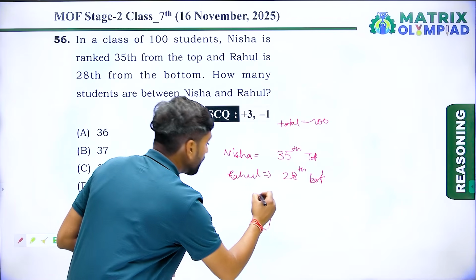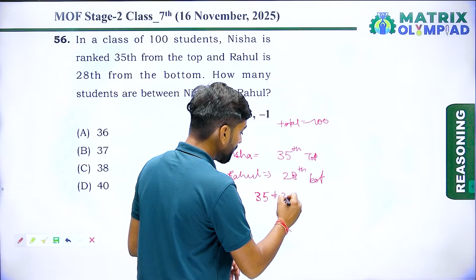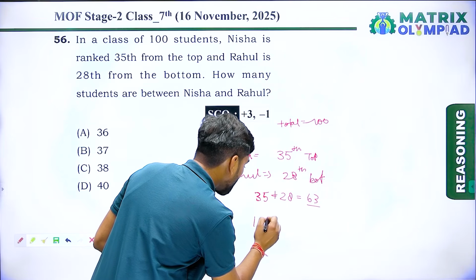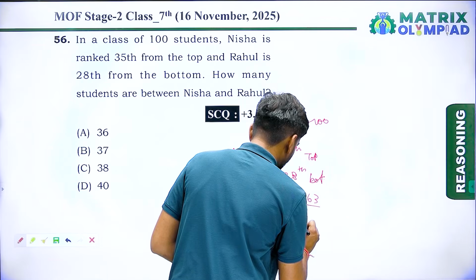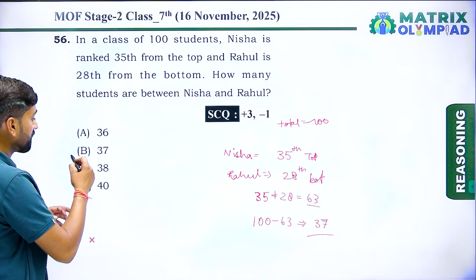If we add 35 and 28, we get 63, and if we subtract 63 from 100, we get 37. So the right answer is option B.